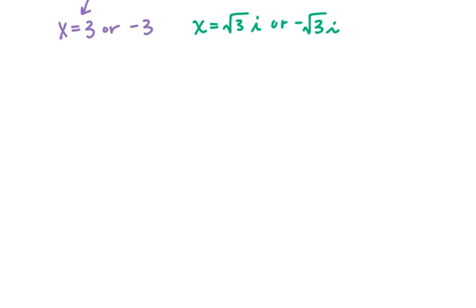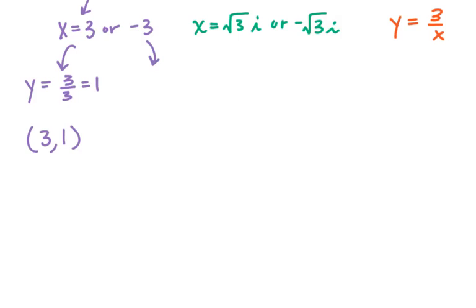At this point, I'm going to take each of these 4 x values and I'm going to plug them into one of my original equations. Remember, from above, we know that y equals 3 over x. So if we use x equals 3, y equals 3 over 3, or 1, that gives me an ordered pair, x equals 3, y equals 1. For negative 3, we would say y equals 3 over negative 3, or rather, negative 1. So now I have the ordered pair negative 3, negative 1.